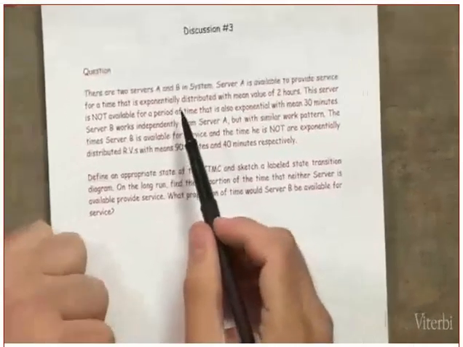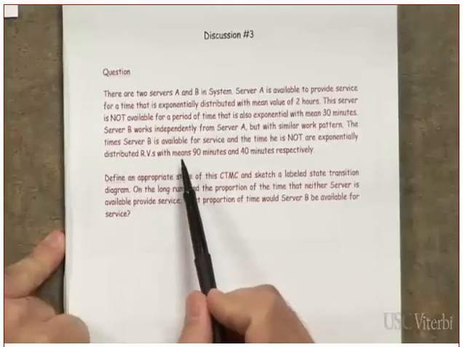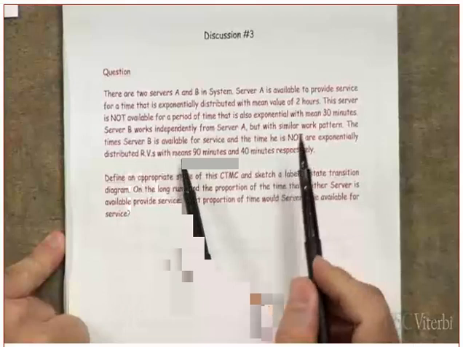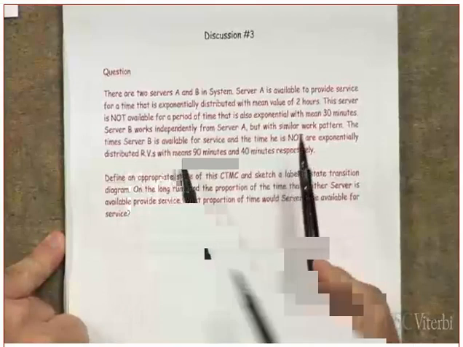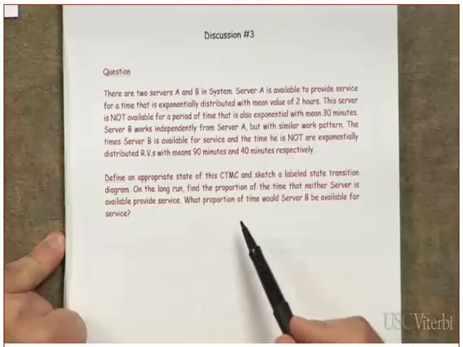There are 2 servers A and B in the system. Server A is available to provide service for a time that is exponentially distributed with mean 2 hours. The server is not available for a period of time that is also exponential with mean 30 minutes. B works independently from server A but with a similar work pattern. The times server B is available for service and unavailable are exponentially distributed random variables with means 90 minutes and 40 minutes. Define an appropriate state of this continuous time Markov chain and sketch a labeled state transition diagram. In the long run, find the proportion of time that neither server is available to provide service. What proportion of time will both be available for service?